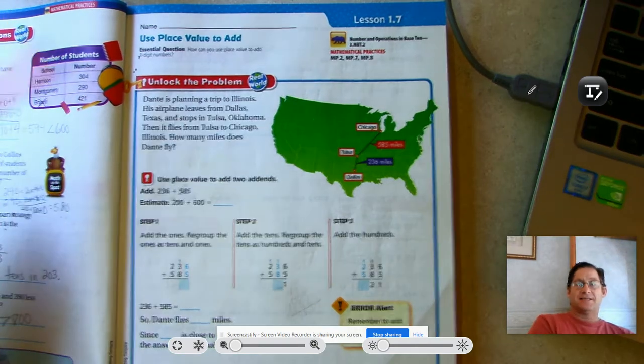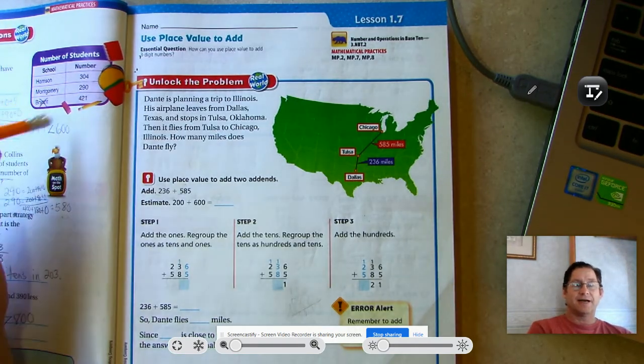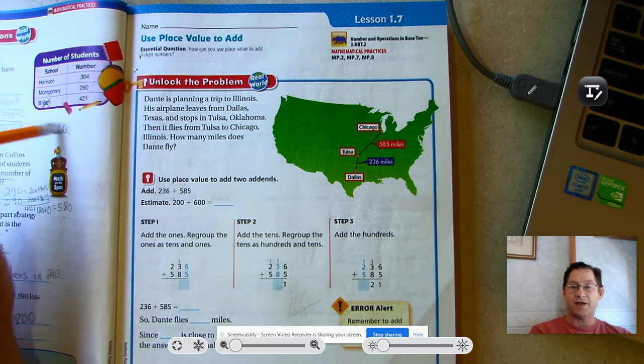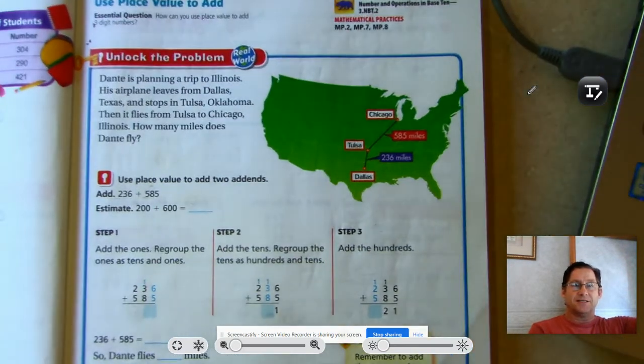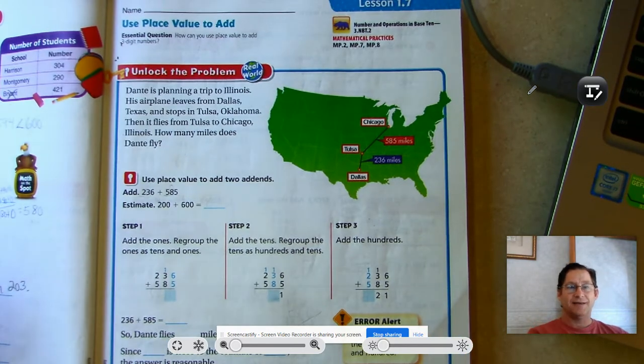Good morning. In today's lesson, lesson 1.7, the title of our lesson is Use Place Value to Add. And our essential question is, how can you use place value to add three-digit numbers?